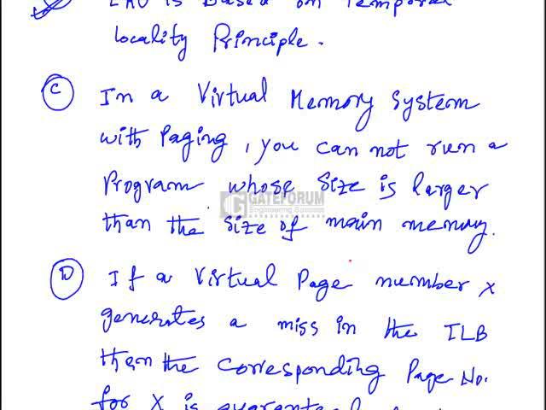Option C is saying that in a virtual memory system with paging, you cannot run a program whose size is larger than the main memory. Virtual memory is meant for that only, because if you want to execute a program whose size is more than the memory size, then virtual memory is definitely required. That's why option C is wrong.